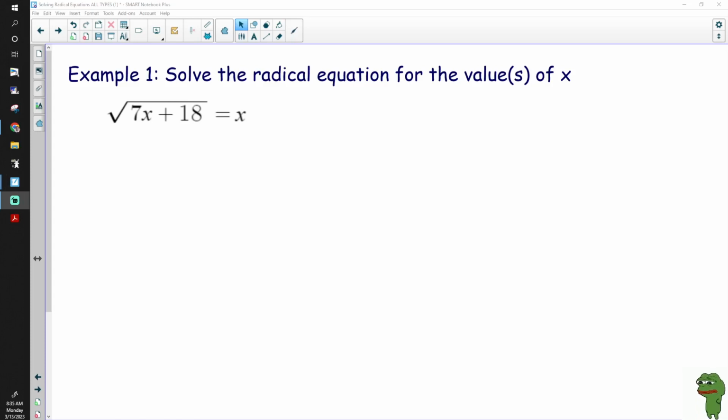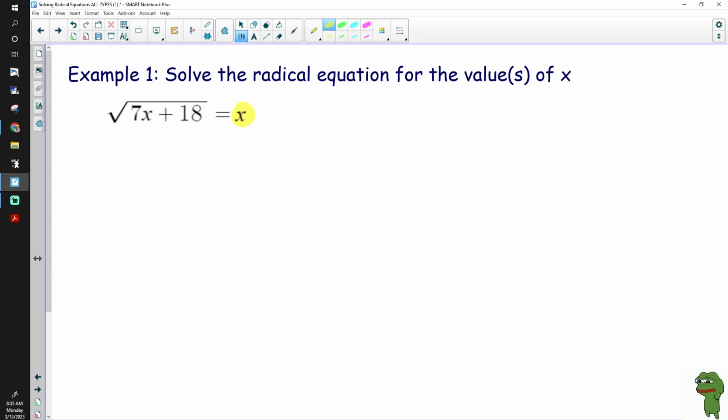Alright, example 1. Solve the radical equation for the value of x. You will know it is type 3. You will know you will need to use the x method when you have this lone x on one side. Okay? We have a lone x on that side. It's this extra x. Before, we only had x values underneath radicals. When you have an x that's under the radical and an x that is not under a radical, that is when you know we will have to do the x method.